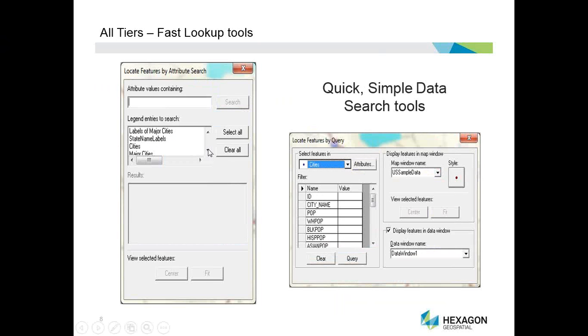We also have some nice fast lookup tools, and I'll be showing these today. You've got locate features by attribute search, where you can type in any attribute and select any of the features in the legend, and then it'll go off and query for any returns of that attribute across those multiple features. And with the locate by query, you can do the same thing, but by building a query and again going across your tables. Again, very nice, useful new productivity tools there.